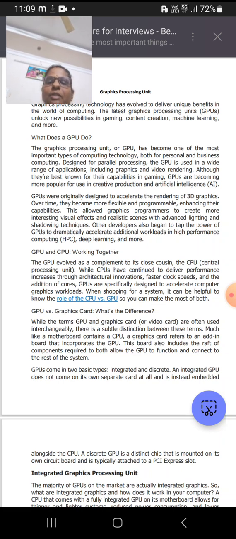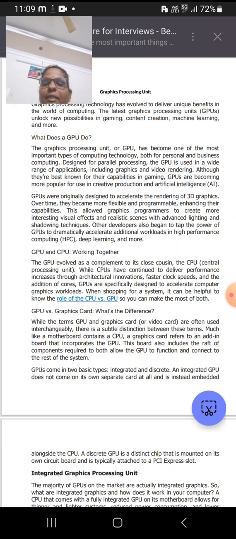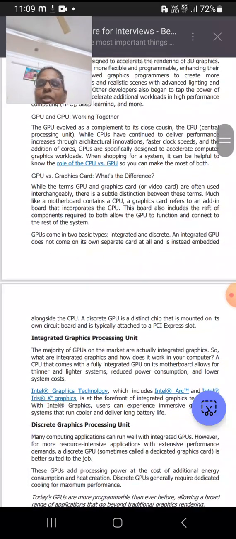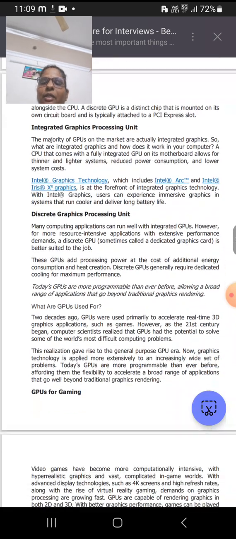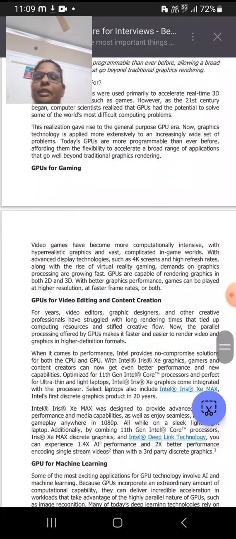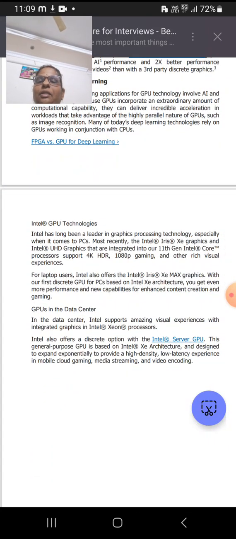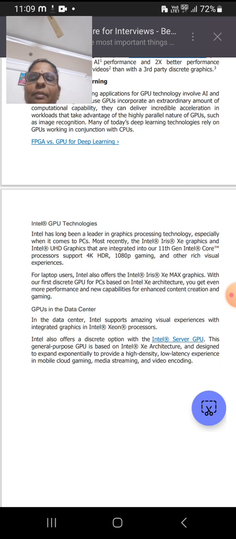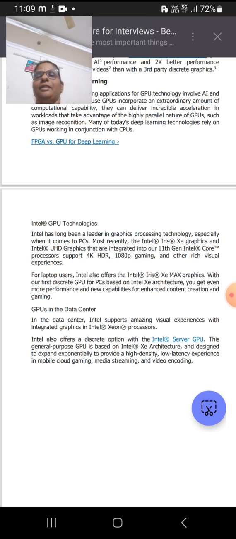So GPUs are correcting the signals and transferring the data. There are integrated graphics processors and direct graphics processing units. The GPUs are used for gaming, content creation, and then machine learning. It's also in the data center, where Intel supports an amazing experience. Likewise, it's processing.